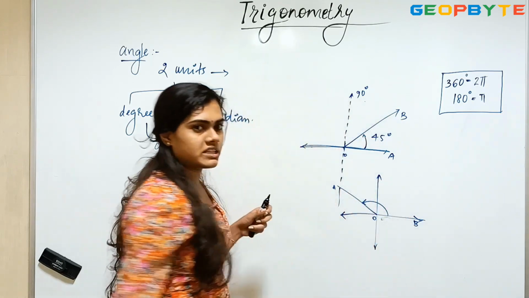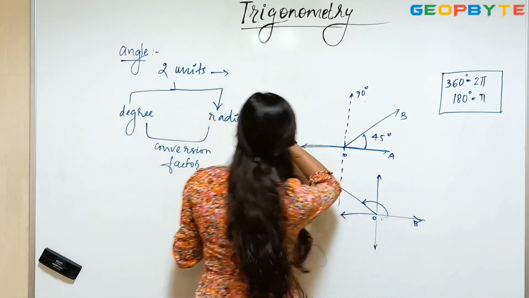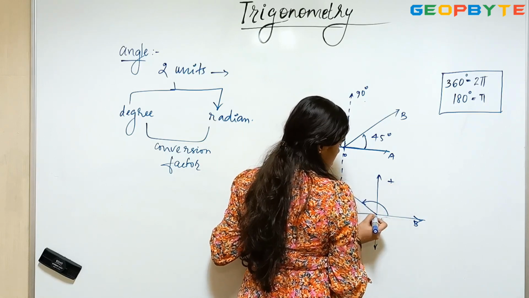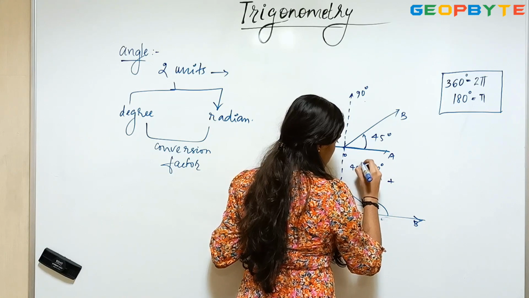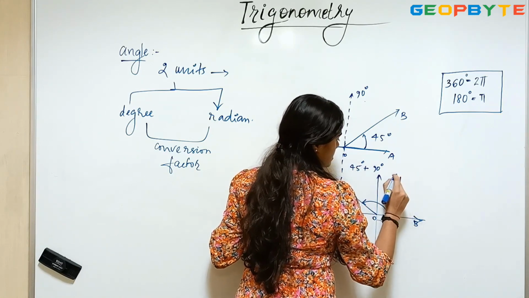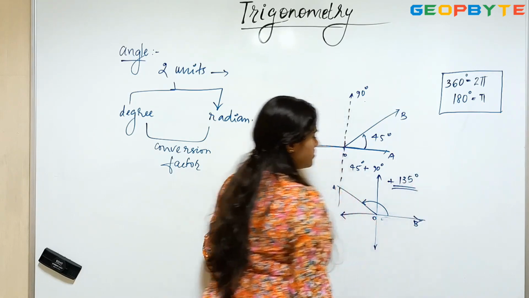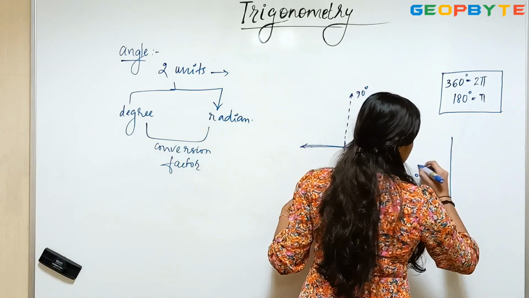Tell me what can be the angle here? It is in the positive direction. So what would be the angle? It will be positive. This is 90 degrees, so 90 plus 45. What would be the answer? It will be positive 135 degrees. Okay, now tell me about this.